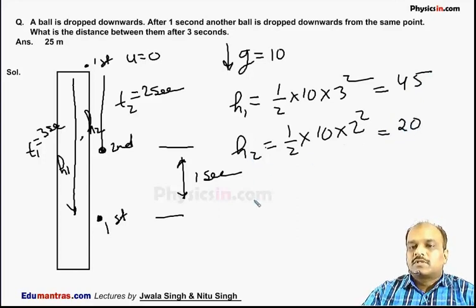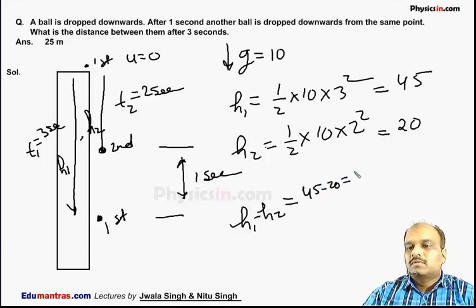So the separation h1 minus h2 is the separation between these two balls, which is equal to 45 minus 20, that is equal to 25 meter. This is the separation between the two balls, which is written here.